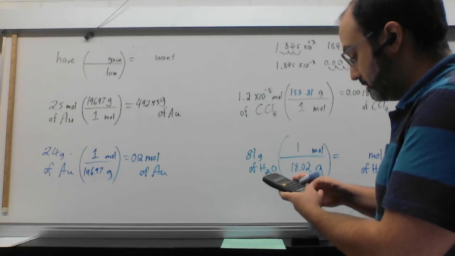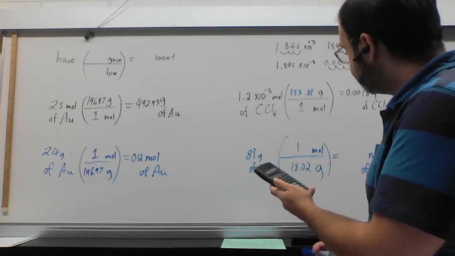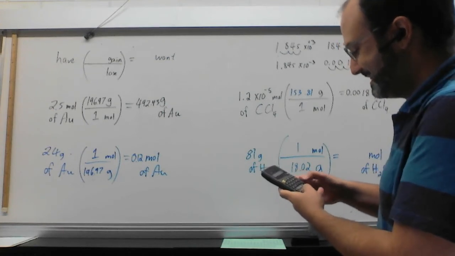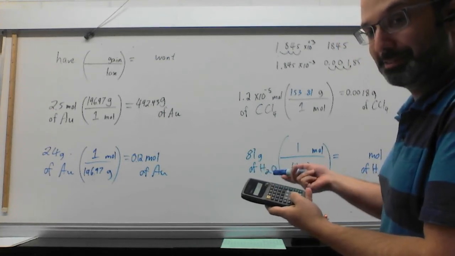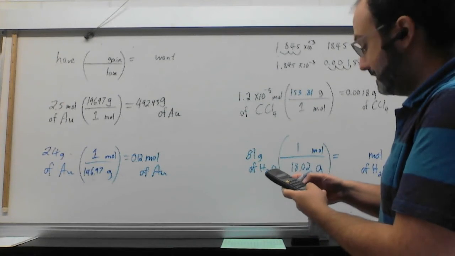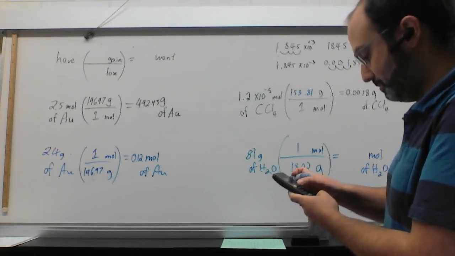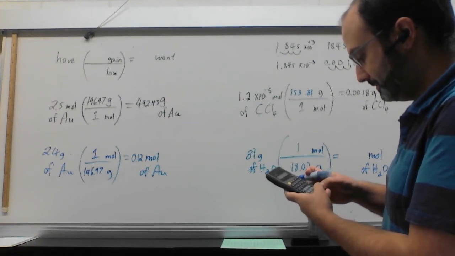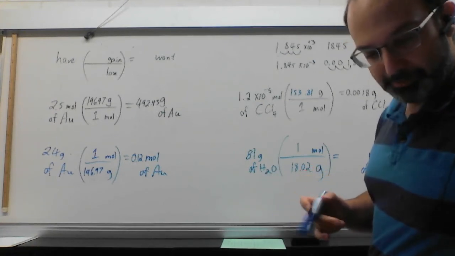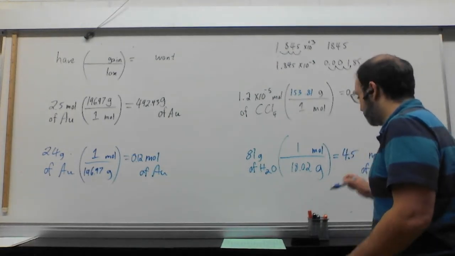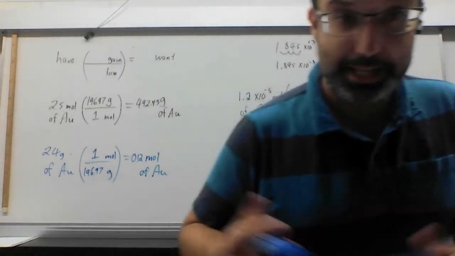So equals. I hit the wrong button. 81. See, this is why it's good to write your math on the board, because then you can double check it. Times 1 divided by 18.02 equals 4.5 if I round it up. 4.5 moles. And that's it.